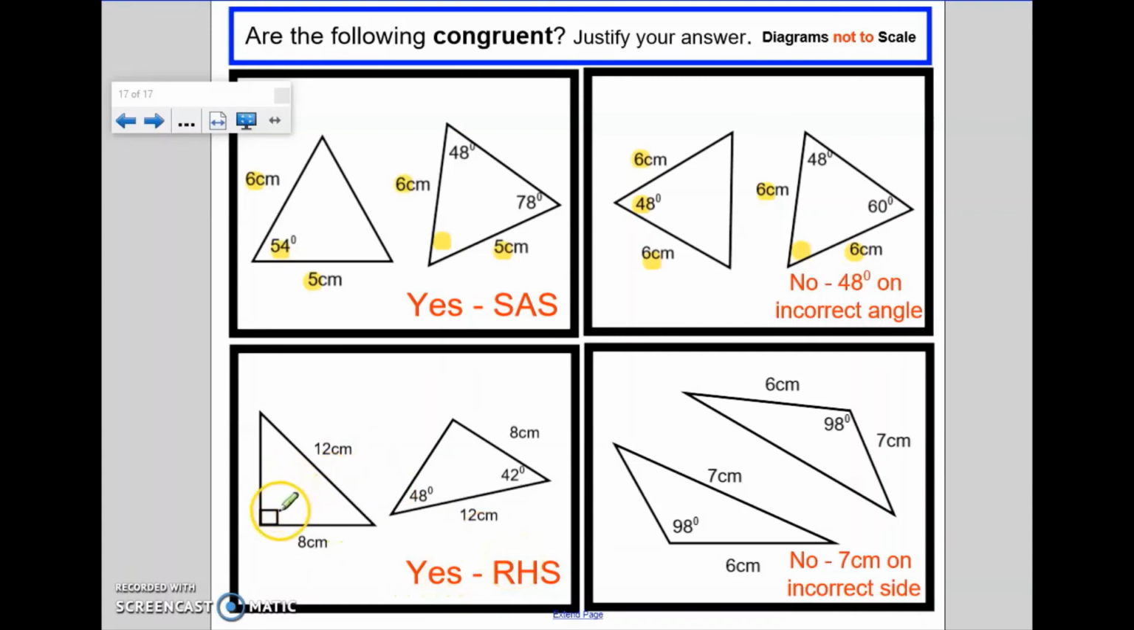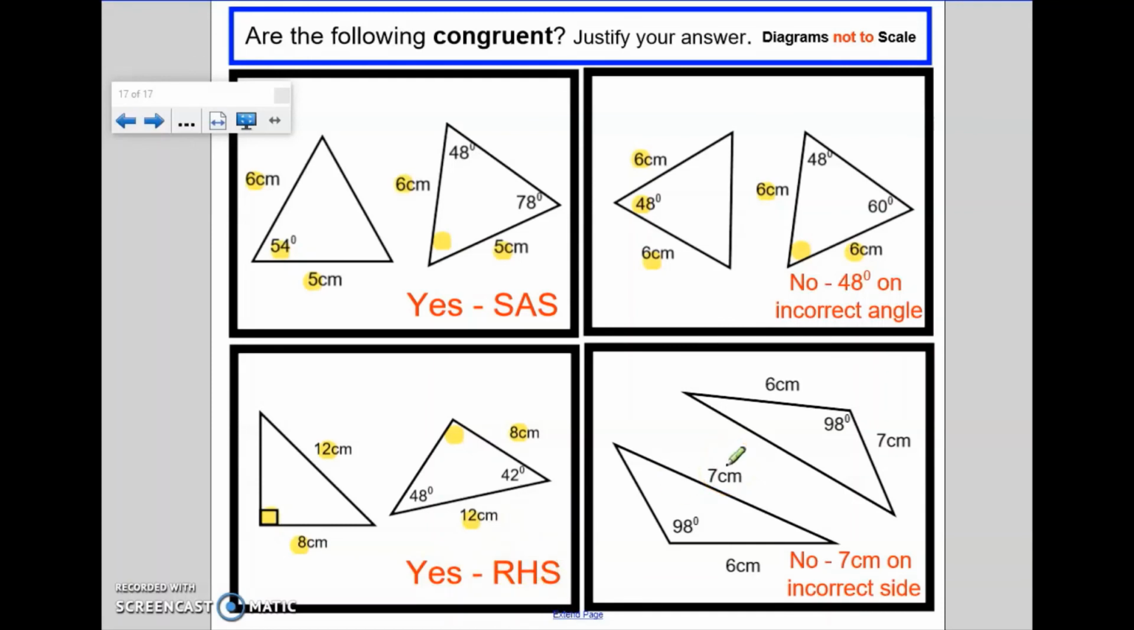For question 3, yes, we have congruency. We have right angle, hypotenuse, and a side of 8. And on this triangle, we have right angle, hypotenuse, and a side of 8. The right angle is not shown on this second triangle, but using a bit of knowledge of angles, we can work out by subtracting from 180 the 2 known angles that this is in fact a right angle. So yes, we have congruency using this proof.